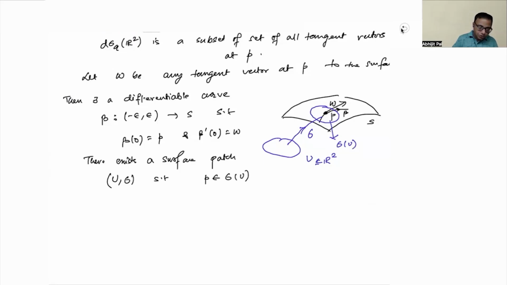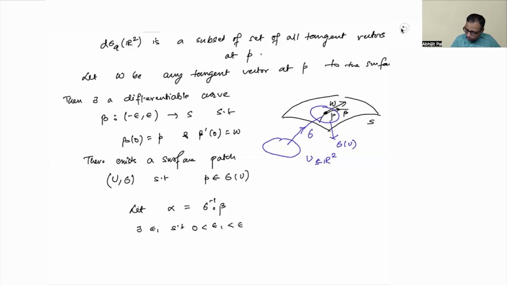All right. And now what you do is define this. Let alpha be equal to sigma inverse compose beta. So if I do this, then there exists epsilon 1 such that the interval from 0 to epsilon 1 is less than epsilon.